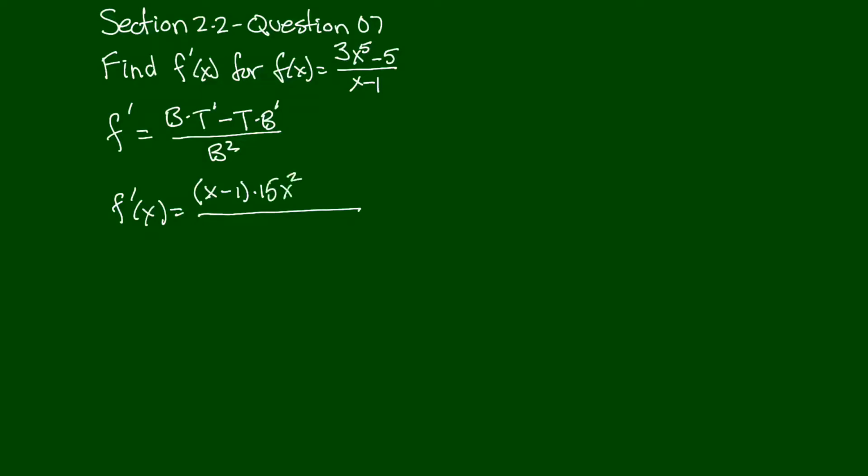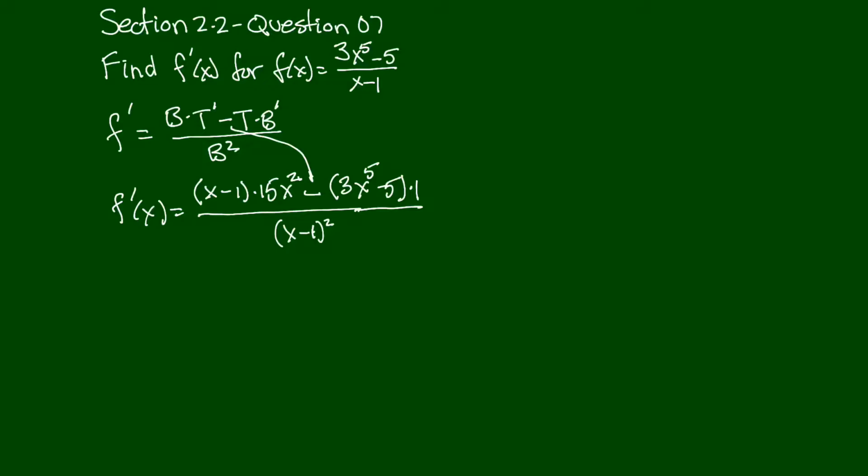So here's the bottom times the derivative of the top minus, right, there's that minus sign right there, minus the top, which is the quantity 3x to the 5th minus 5, times the derivative of the bottom. Now, that's just a linear. We have an x, and the derivative of just x we know is 1. All over the bottom squared, x minus 1 squared. So there's the calculus part.